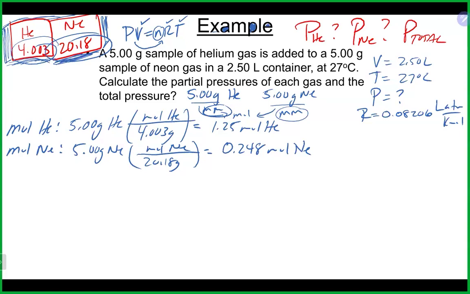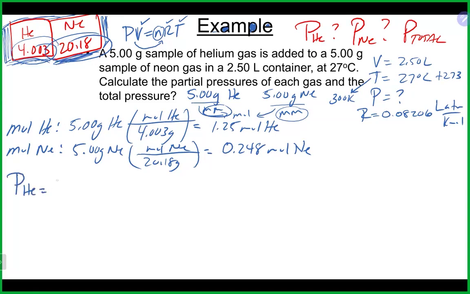Now that I have that, I have everything I need for the ideal gas law, except like normal, I've got to add my 273 to my temperature to get it into Kelvin, and that looks like 300 Kelvin. Our volume is in liters, so that's good to go. Remember as well, a very common conversion is milliliters to liters or liters to milliliters that you need to do. So I'm going to start with the helium here.